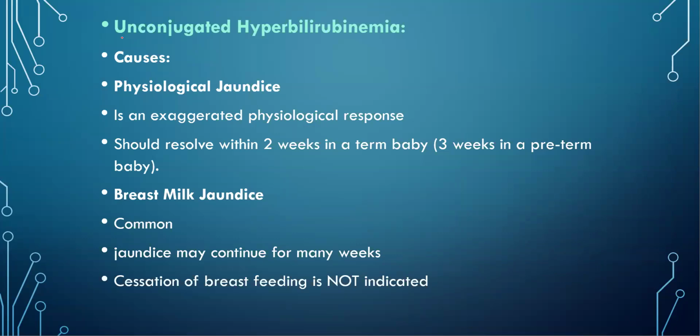What are the causes of unconjugated hyperbilirubinemia? One of them could be physiological jaundice. So physiological jaundice is also unconjugated hyperbilirubinemia. It is an exaggerated physiological response, which usually should resolve completely within 2 weeks in a term baby and 3 weeks in a preterm baby.